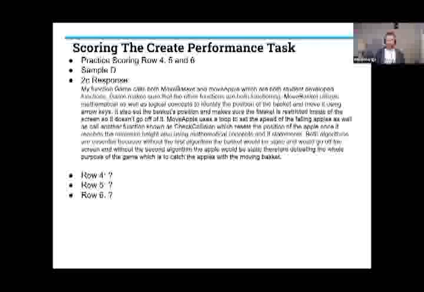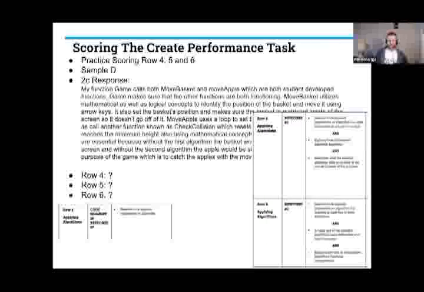My function game calls both the move basket and move apple, which are both student developed functions. Game makes sure the other functions are both functioning. Move basket utilizes mathematical as well as logical concepts to identify the position of the basket and move it using arrow keys. It also sets the basket's position and makes sure the basket is restricted inside of the screen so it doesn't go off. Move apple uses a loop to set the speed of the falling apples as well as call another function known as check collision, which resets the position of the apple once it reaches the minimum height, also using mathematical concepts and if statements. Both algorithms are essential because without the first algorithm, the basket would be static and would go off the screen, and without the second algorithm, the apple would be static, therefore defeating the whole purpose of the game, which is to catch the apples with a moving basket. All right, so has the student earned rows 4, 5, and 6?